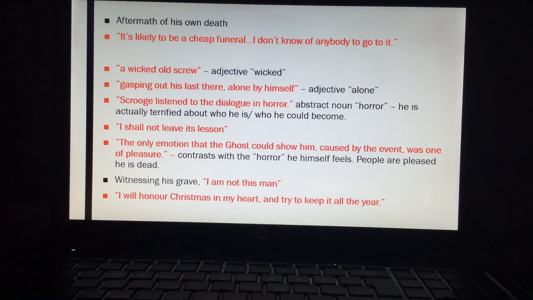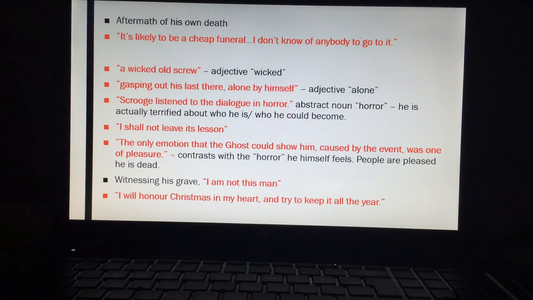He is horrified at himself. And then he actually says, I shall not leave its lesson. He, again, by admission, is saying, I'm not going to forget this lesson, which I suppose echoes the words he said earlier: I have learned a lesson which is working now.